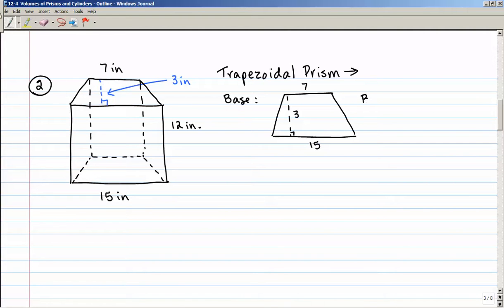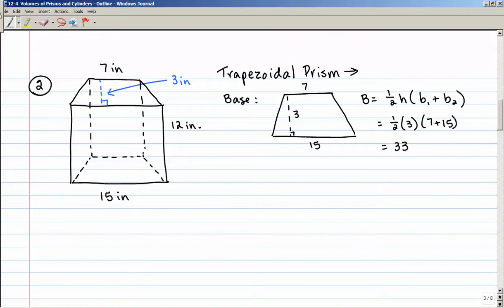So the area of this base, big B, is going to be the area of a trapezoid, which is 1/2 times the height of the trapezoid times the sum of the bases of the trapezoid. Now there's a lot of H's and B's running around here, so don't get confused. Right now I'm just working on the area of this trapezoid. Or 1/2 times 3 times 7 plus 15, or the area of this is equal to 33. So that's the area of the base.